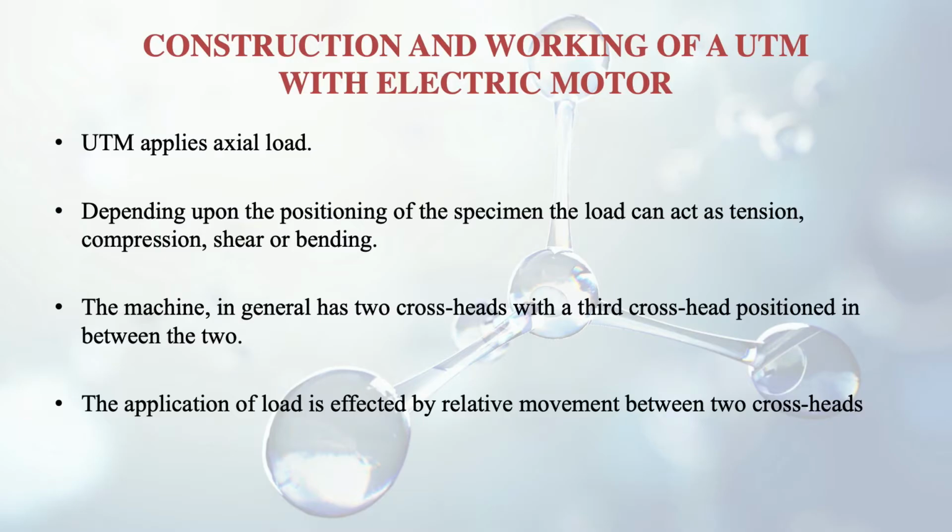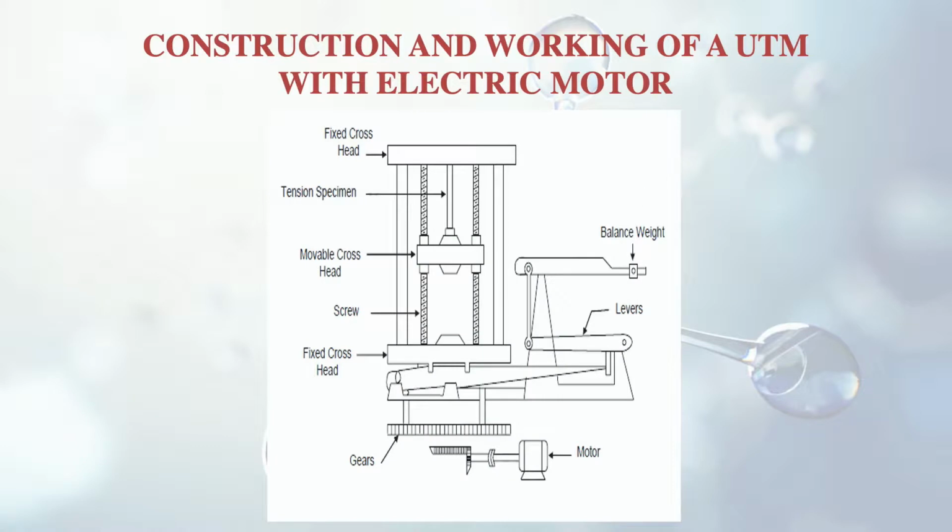Then the machine in general has two crossheads. I am showing you in the figure. This is the first crosshead, the top one. The bottom one is also there. So both of these are fixed crossheads. And there is a third crosshead which is positioned in between the two. You can see here this one. This is a third crosshead and this is movable. How is it movable? With the help of the screws. You can see these are the screws. When we change these positions, we can easily move this movable type of crosshead.